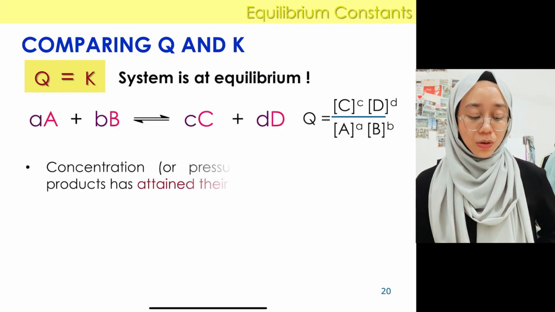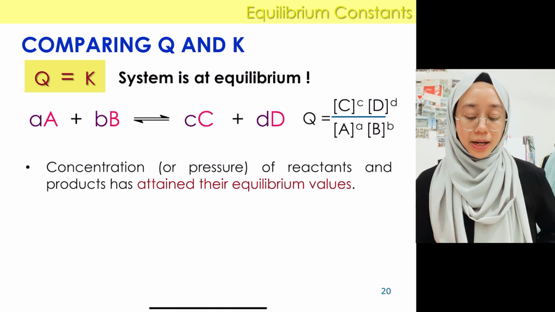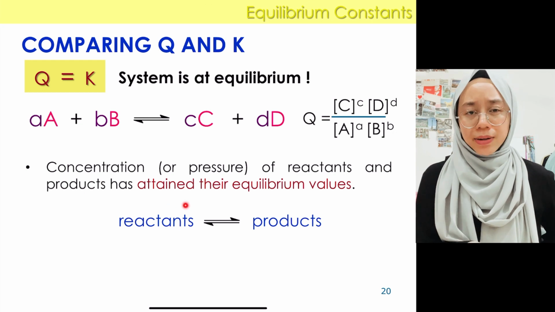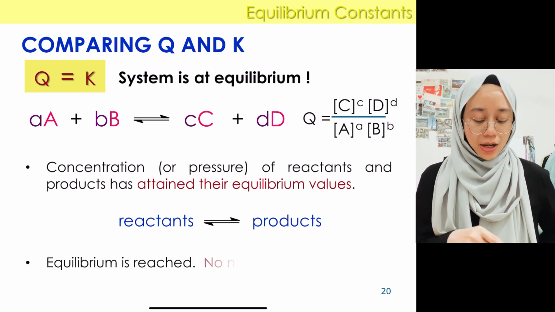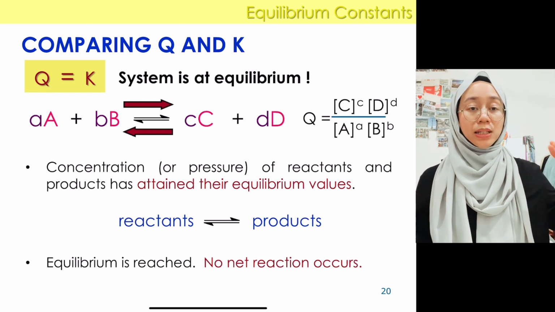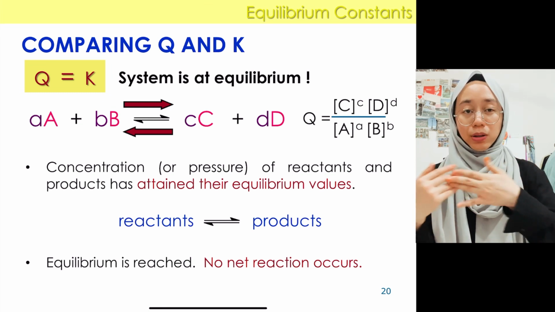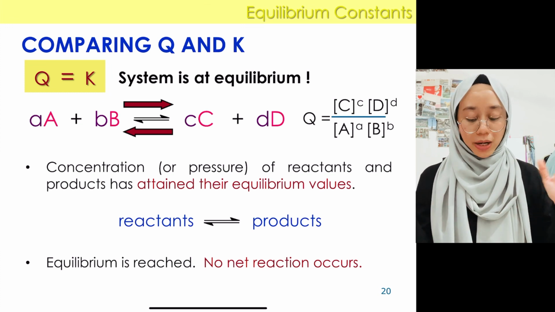Okay, so the concentration ataupun pressure of the reactants and product has attained their equilibrium values, bermaksud tak ada decrease ke increase yang diperlukan kat sini. Okay, so the equilibrium has reached, therefore no net reaction occurs. So reaction tu tak ada yang lagi prefer going to the right ataupun dia tak ada yang lagi prefer to the left. Tak, benda tu berlaku like at the same time je. Okay, so there's no net reaction.